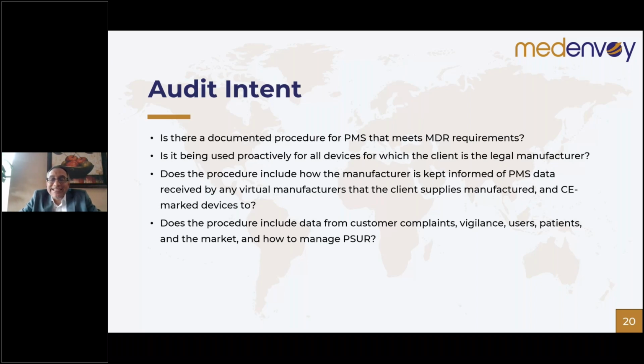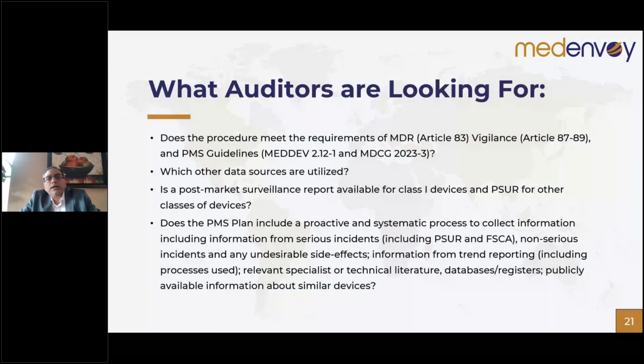So that is the intent of the audit. What we are looking for as an auditor, as I explained, is that the procedure must meet the requirements explained in Article 83 and Vigilance Articles 87 to 89. We have very detailed guidelines nowadays with MEDDEV and MDCG. All these sources that you have identified, you are collecting information from, and if you don't, for whatever reason, we must have a reason or justification for why the information is not present.